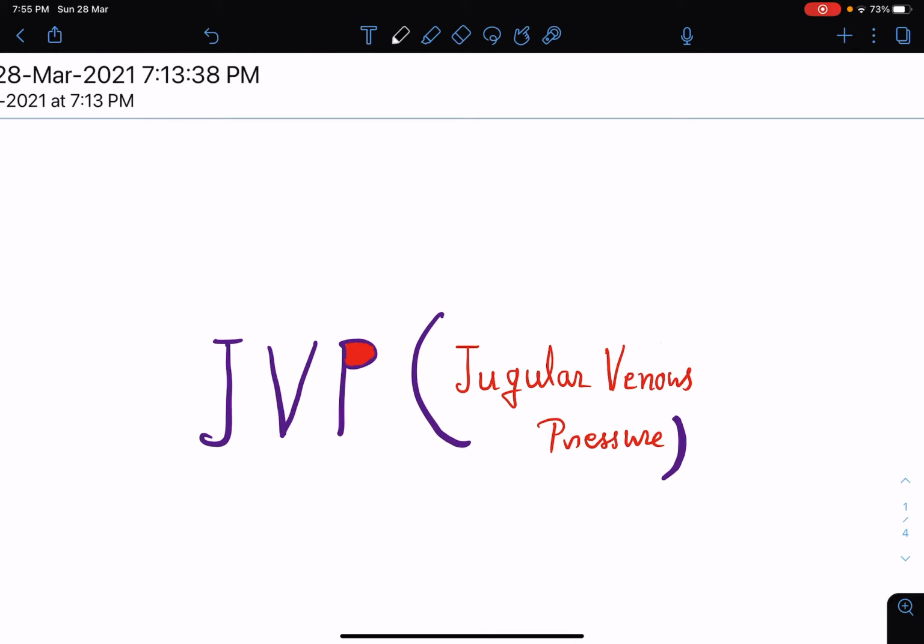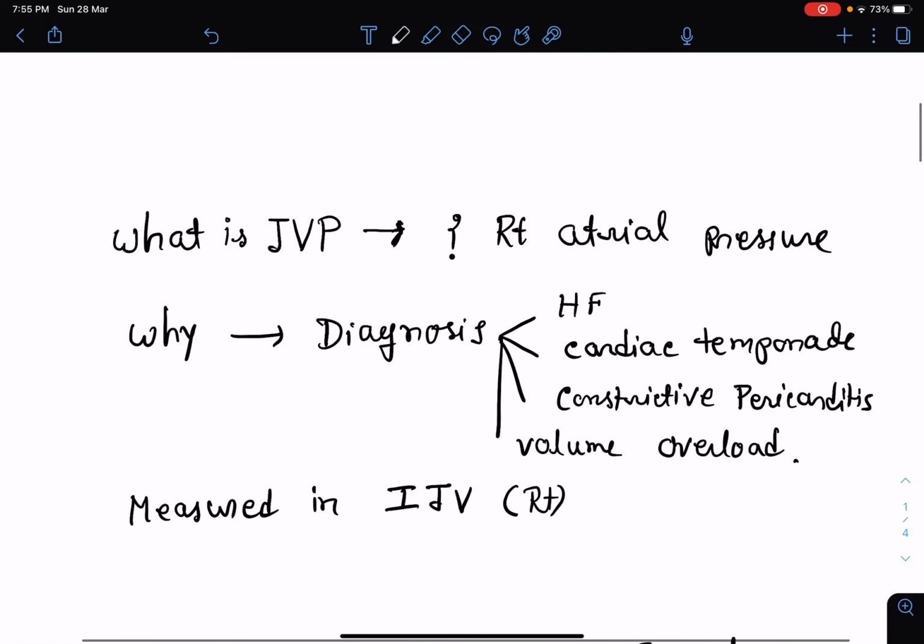This is Dr. Sangeeta Chaudhary, and in my today's class I'm going to talk about a very important topic, that is jugular venous pressure or JVP. JVP is a very important part of the general physical examination as well as an integral part of the examination of cardiovascular system. Now let's see what is JVP.